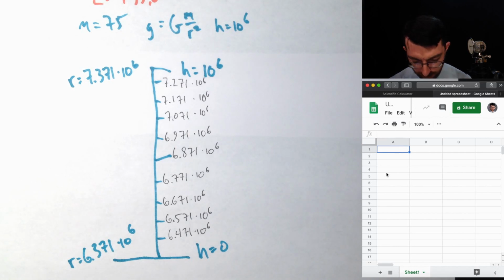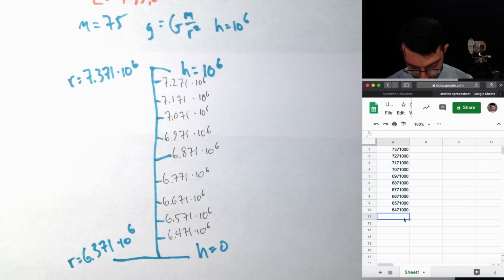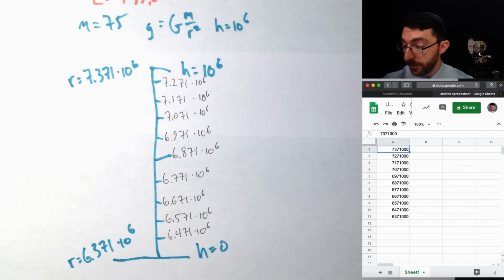I don't know. Okay, so I've got 10 different heights, and I'm going to do them vertically in the right order. So I've got 7,371,000 here. This is going to be equal to that minus 100,000. And I'm just going to copy this all the way down. There we go. So that's at the ground. All right. So these are all the different distances from the core of the Earth.